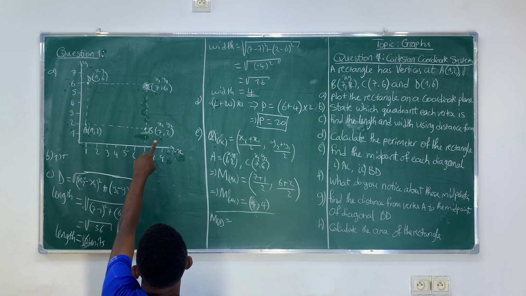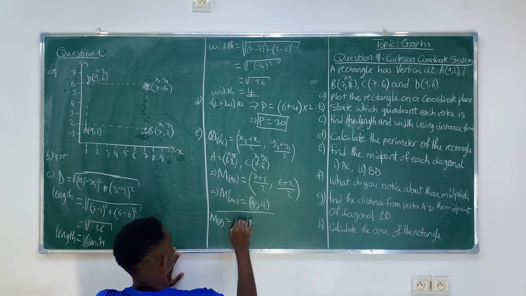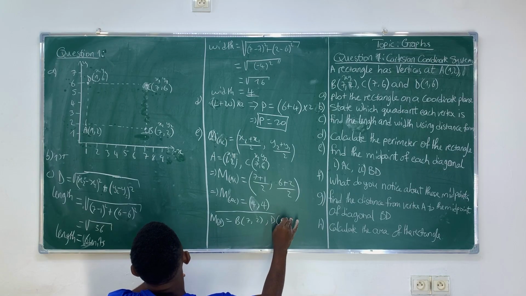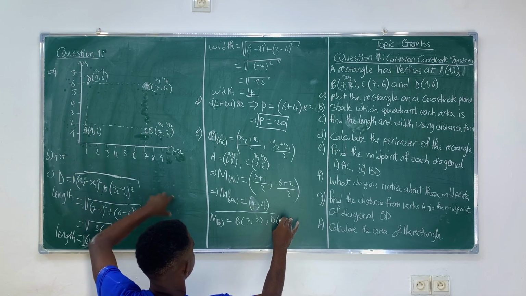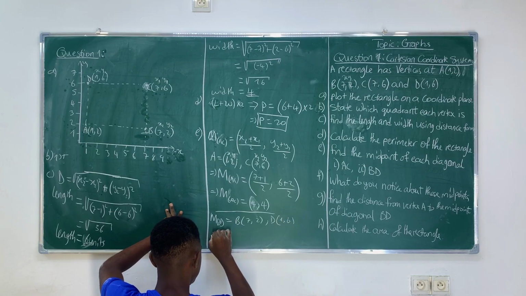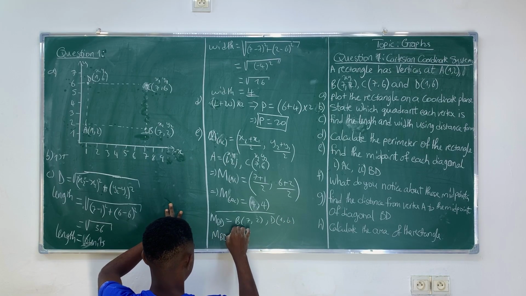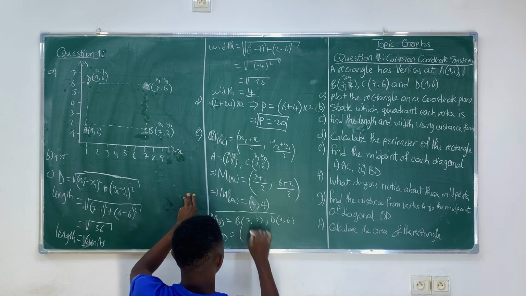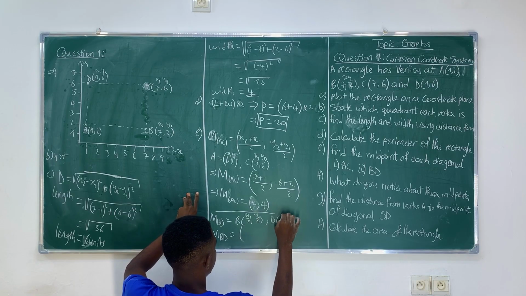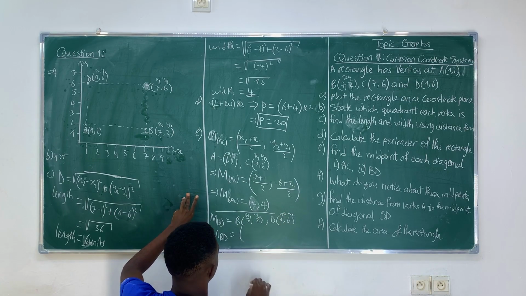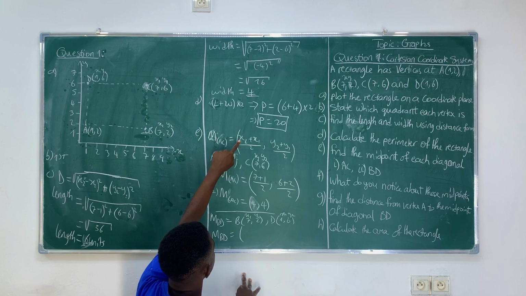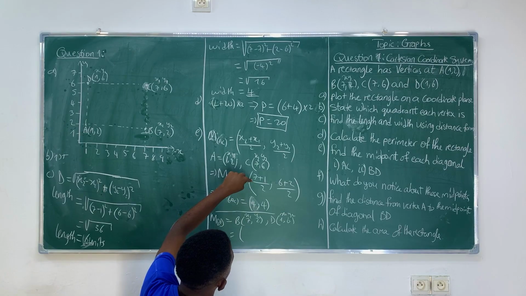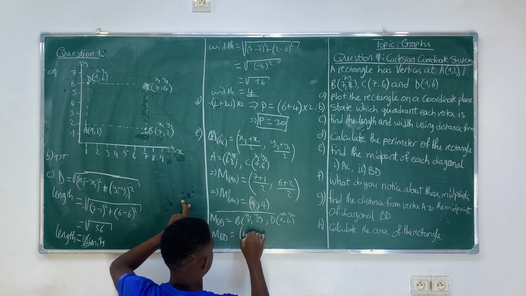Point B is (7, 2). D is (1, 6). The midpoint between B and D is going to be... This is my x1, y1. This is my x2, y2. So the midpoint is x2 plus x1 divided by 2. x2, 1 plus 7 divided by 2. 1 plus 7 divided by 2, the answer is 4.